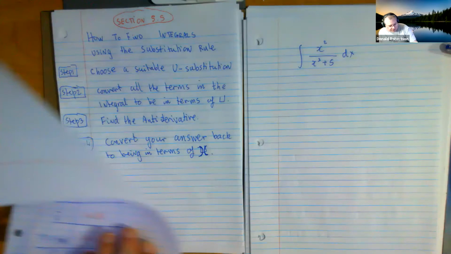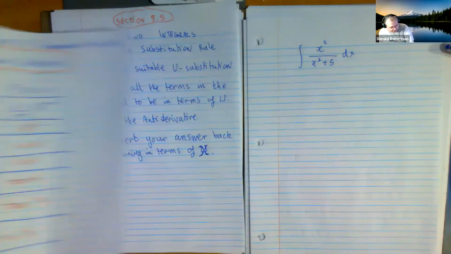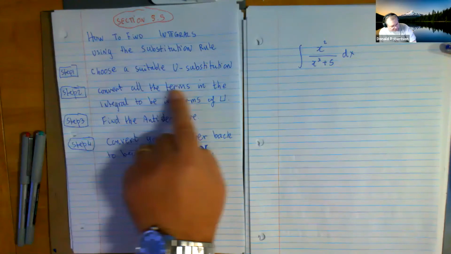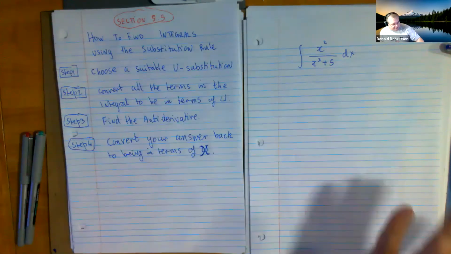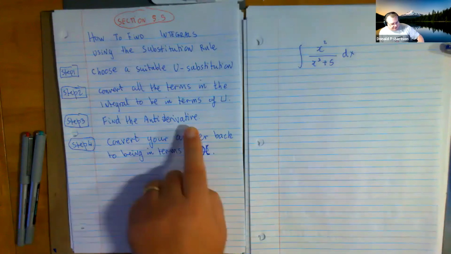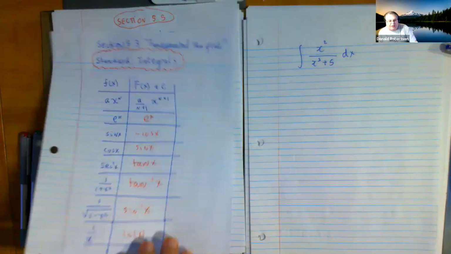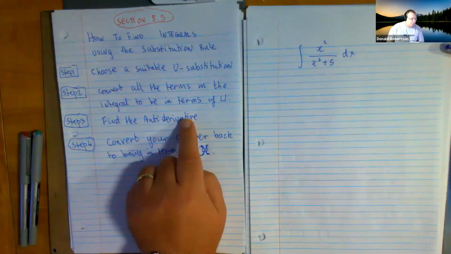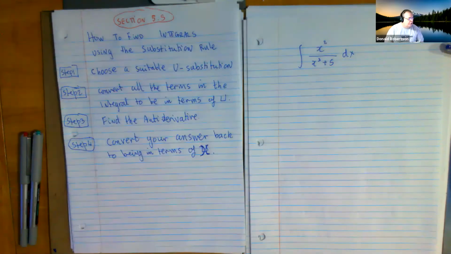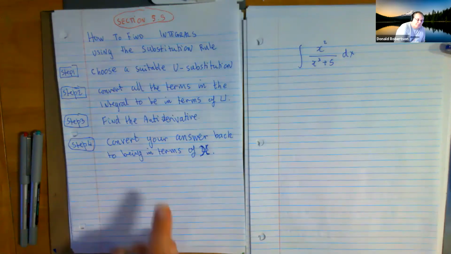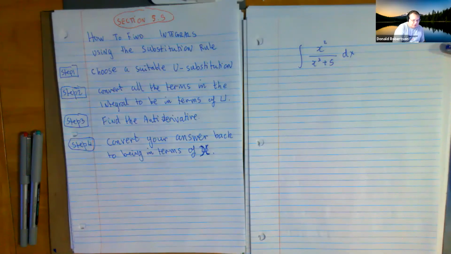Step 2, you convert all the terms in your original integral so that they now are in terms of the new one. Step 3, find the answer. But when you find the answer in step 3, the answer will be an antiderivative, but it will be in terms of this variable called u, not the guy you want, x, which is why you have step 4. Convert your answer back to being in terms of x. So we are going to go through a number of different steps, but when we're finished, we will be able to get the integral of this guy.